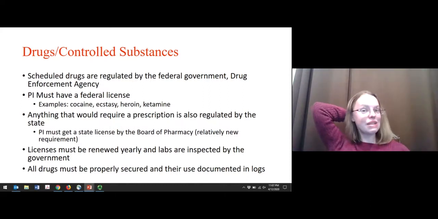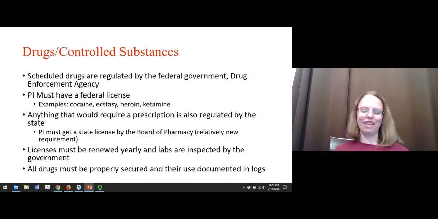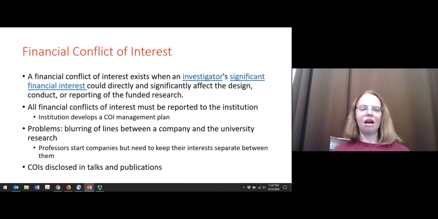But everything has to be logged, right? Anytime you use a biotoxin or a controlled substance, you've got to log it in, you've got to log it out, so you can tell that nothing's being stolen or given out to the public. Oops, that wasn't supposed to be there. We'll get back to that.